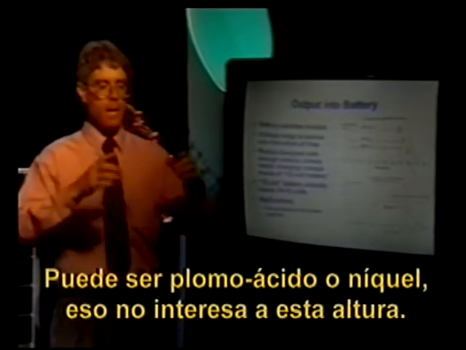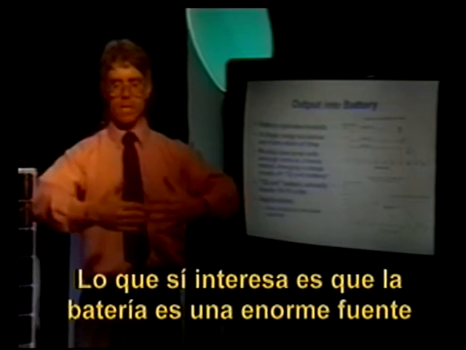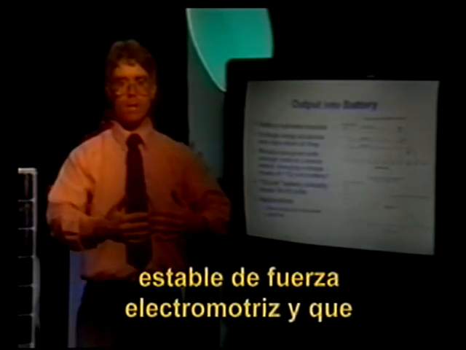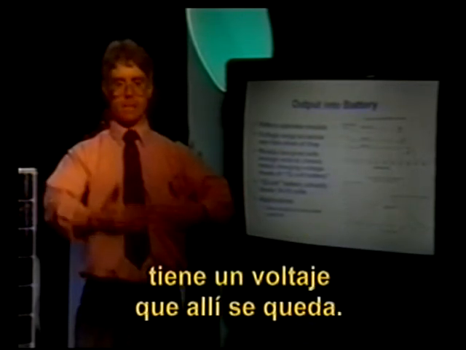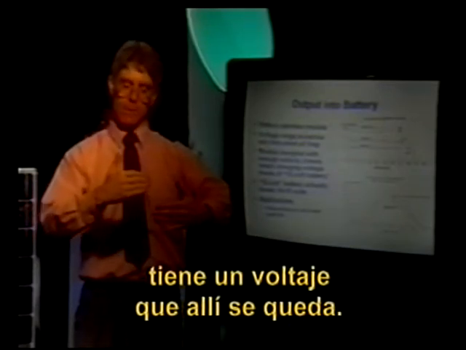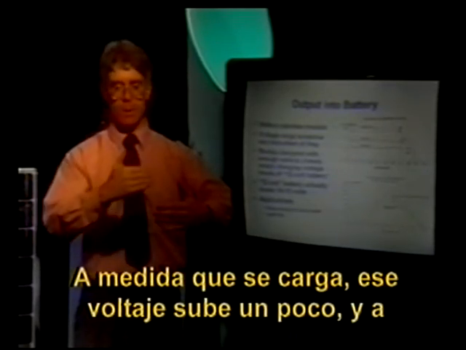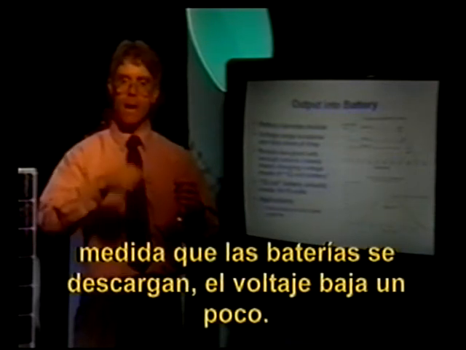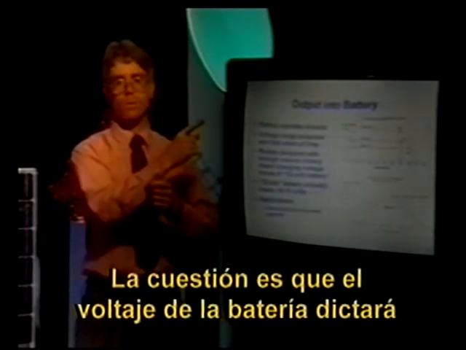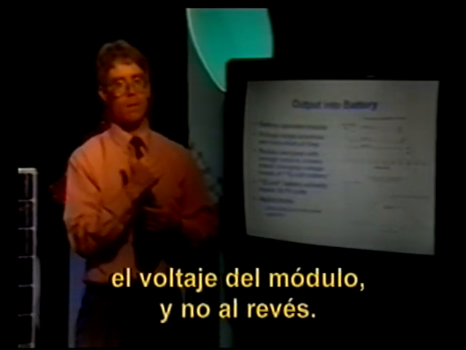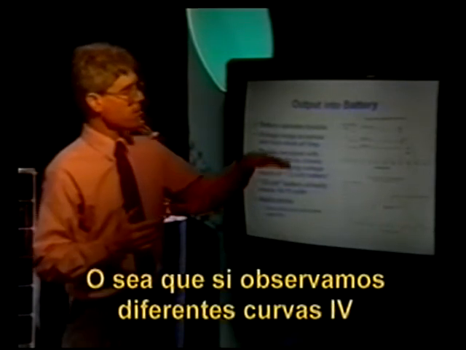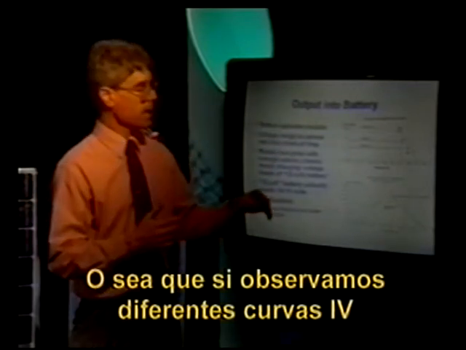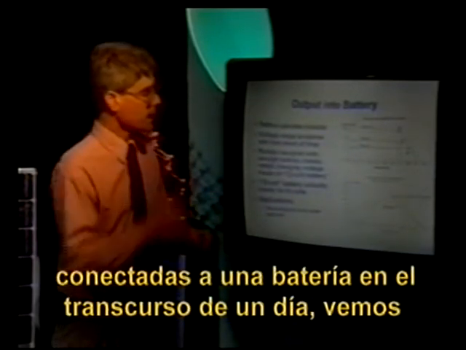The point is that a battery is a huge, stable source of electromotive force, and it has a voltage, and it stays there. Now, as it's charged up, that voltage slightly rises, and as the battery is discharged, that voltage slightly drops. But the point is that the voltage of the battery will dictate the voltage of the module, not the other way around. So if we look at a scenario of different IV curves during a day connected to a battery, we see something like this.